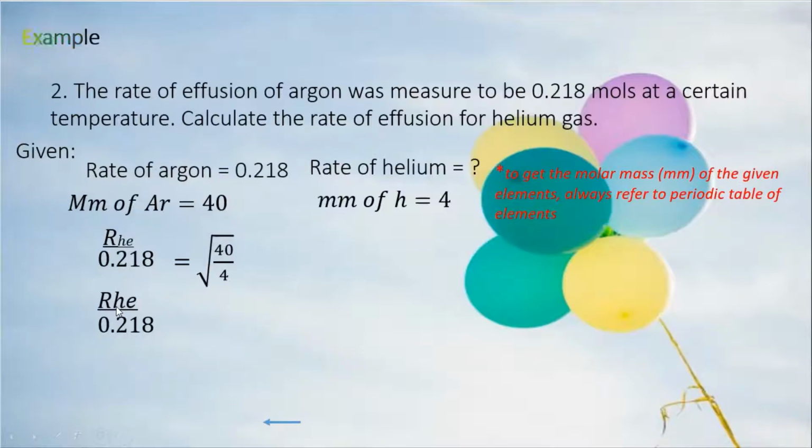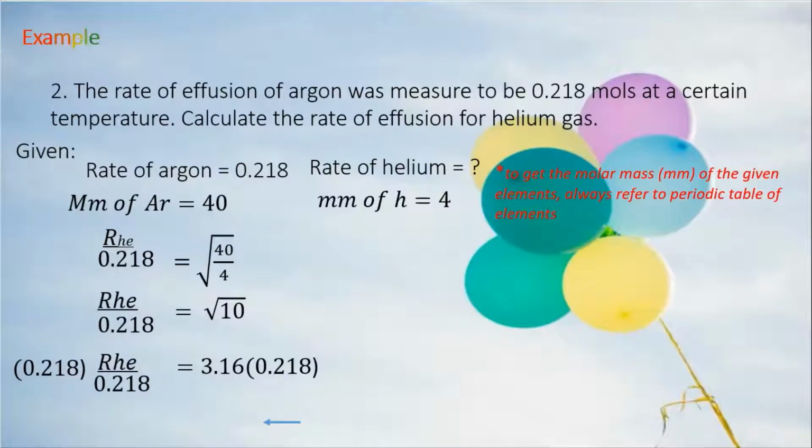So let us divide 40 by 4, that is 10, and the square root of 10 is 3.16. Because we're looking for the rate of helium, we multiply both sides by 0.218, so that will cancel here. So the rate of helium is equal to 3.16 times 0.218, which is 0.69. Therefore, our final answer is 0.69.